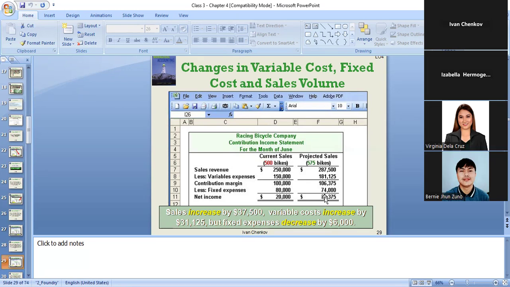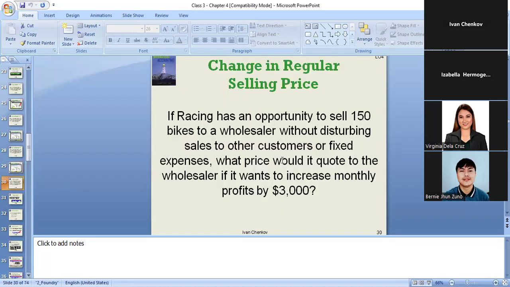So that works in our best interest, and in the best interest of the employees. So that's why it's important for you to understand the relationship between all those. What's going to happen if we change the regular selling price?